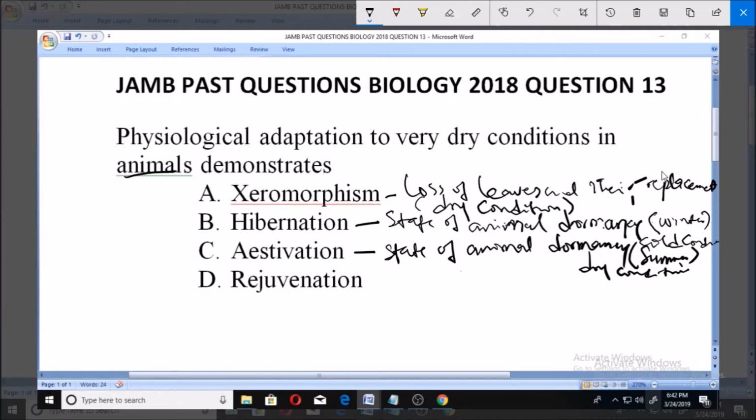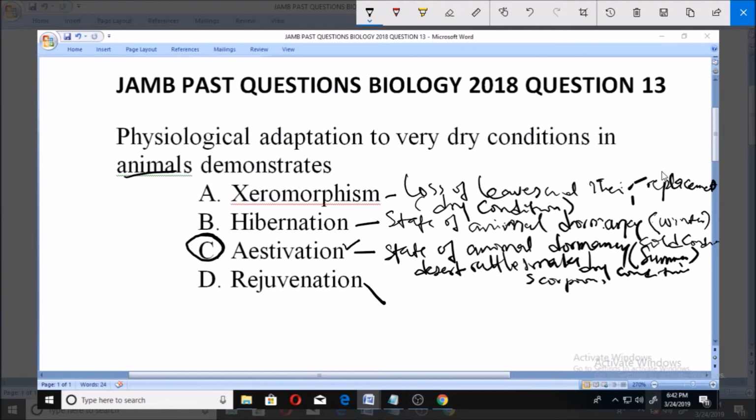Then the animals we talk about, like the desert rattlesnake, they have such adaptation, aestivation. And you can talk about scorpions too. Now rejuvenation is when something is recuperating, so it's not very close to this. So the right option is option C.